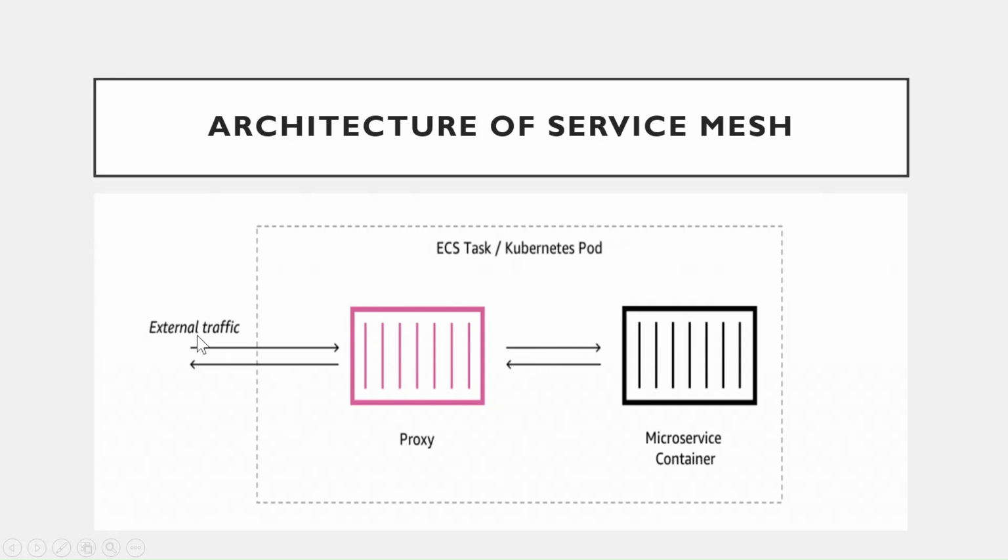So this is the external traffic. It goes to the proxy first, and the proxy decides where to and how to forward this request to the microservice or container.